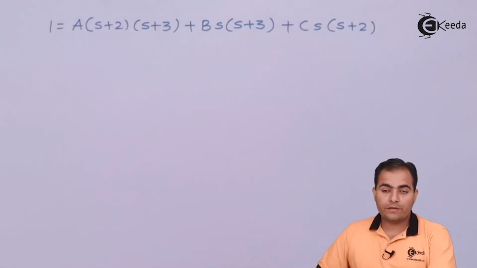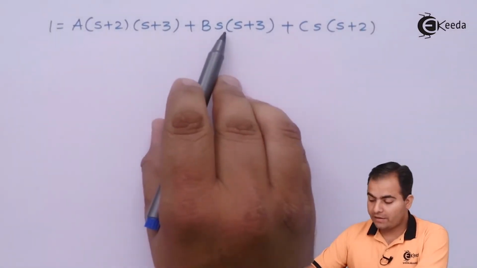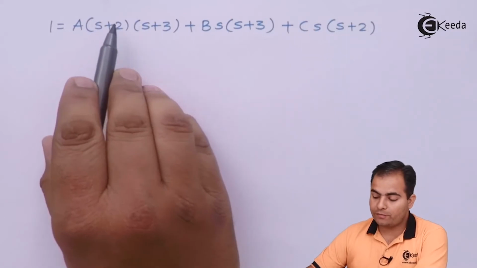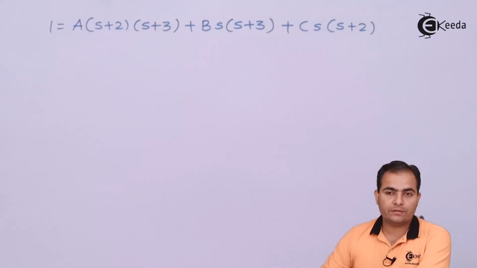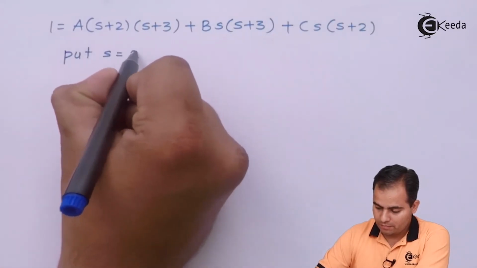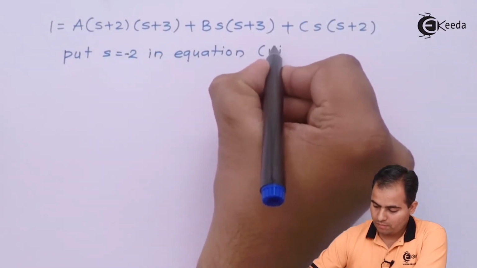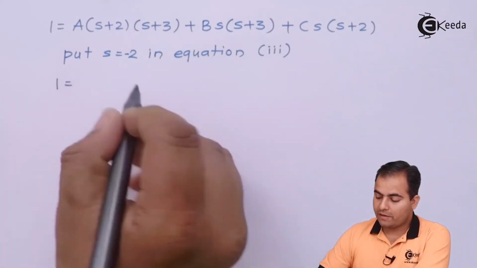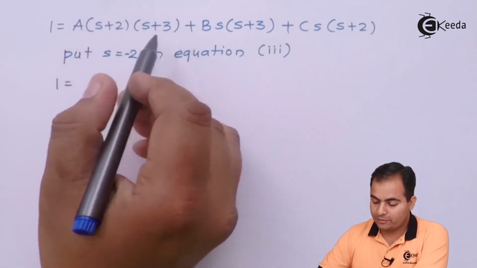Now, what we have to do, we have to find out the value of B. So, which term is missing over here? S plus 2. And if I substitute the opposite value of 2, which is minus 2, in the place of s, then automatically this A and C value become 0. So we'll substitute s equals to minus 2. This was our equation number 3. So what you will get? On the left hand side we have 1. Now if I replace s by minus 2, minus 2 plus 2 becomes 0. So the whole product becomes 0.